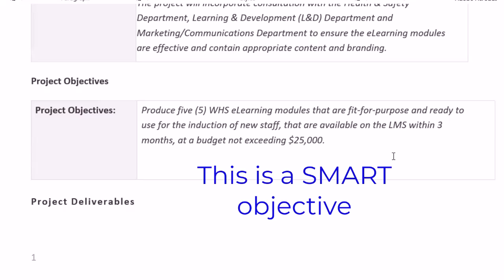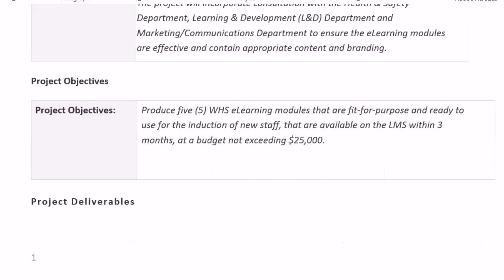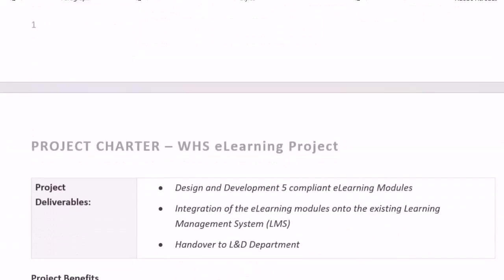So it's specific. It says exactly what I'm doing. It's measurable. So mentions there's 5 e-learning modules and mentions the cost, mentions a 3-month period. So quite measurable there. It's attainable because 3 months is reasonable to do this job. It's relevant to the project, and it's time bound because I have said that this needs to be done in 3 months. So if you have to write a SMART goal, that is an example of a SMART objective or a SMART goal. I've then discussed the deliverables.